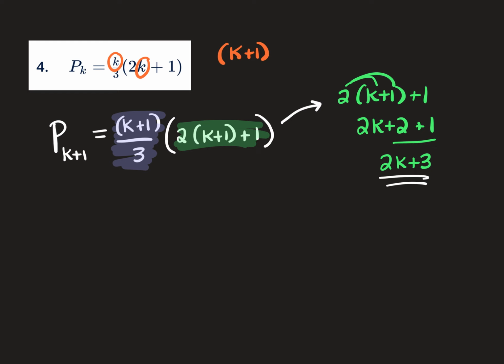So this final statement ends up being K plus 1 over 3. You can write it with the parentheses or without. Once you've simplified it, you can get rid of the parentheses if they're not necessary. And then times, instead of 2 times K plus 1 plus 1, we can write 2 times K plus 3. And that would be your answer.